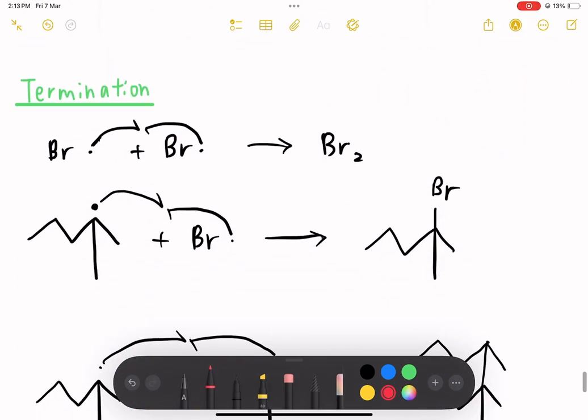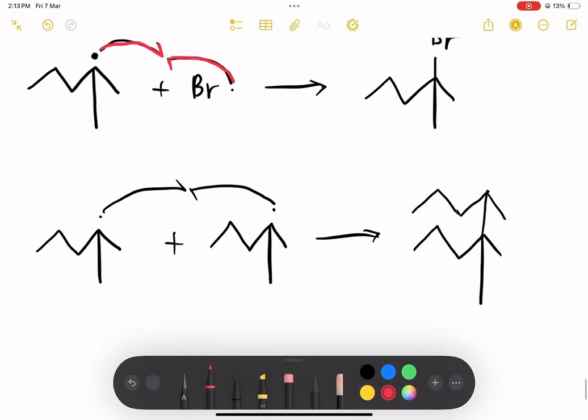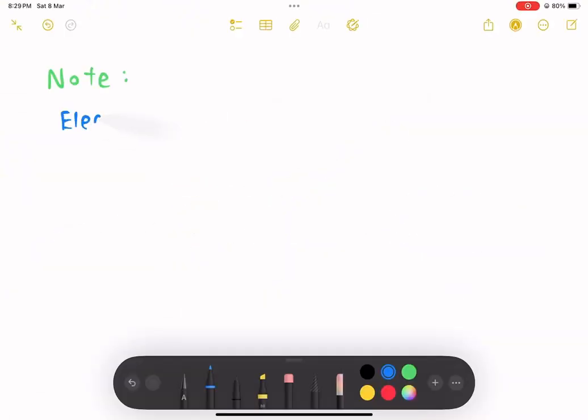After the aim is achieved, it will come to termination, where all the things are joined together by making the unpaired electrons become a bond, join together. Electron always comes from a lone pair or a bond.